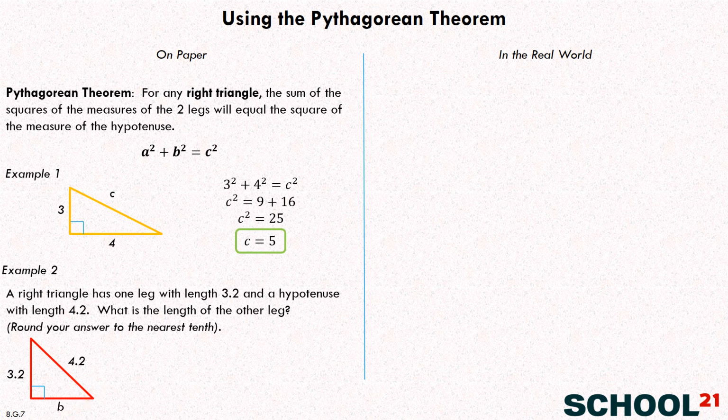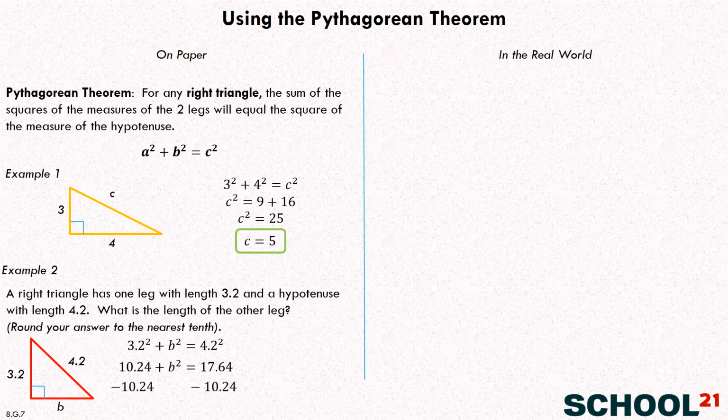So now we can set up our Pythagorean theorem equation. We have a squared plus b squared equals c squared, or in other words, 3.2 squared plus b squared, which we don't know, equals 4.2 squared. Makes sense? Okay, now it's really just a matter of doing the math. You can do it by hand or with the calculator, but that would be 10.24 plus b squared equals 17.64. So I've just squared 3.2 and 4.2.